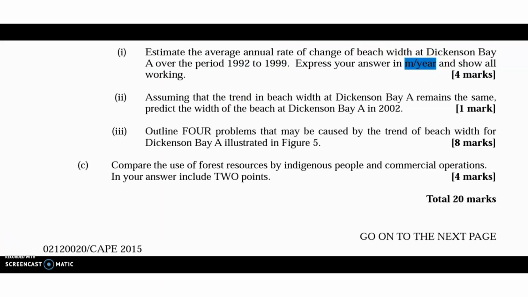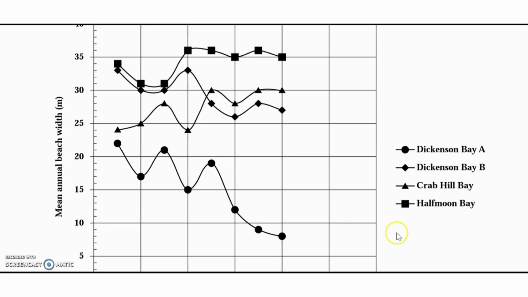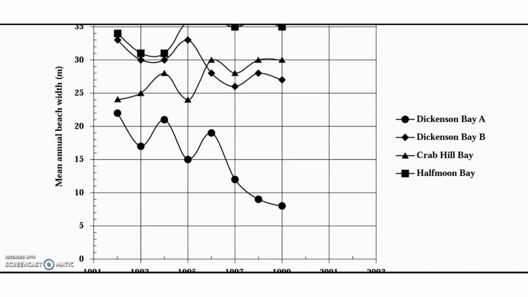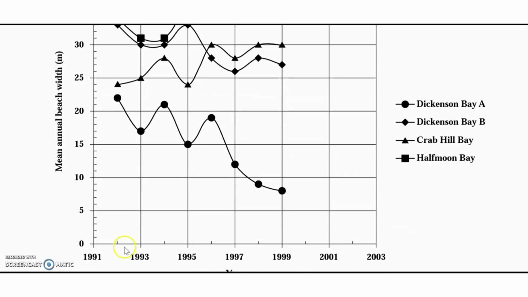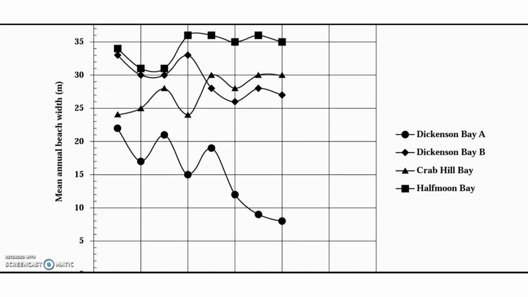So we are talking about the average annual rate of change of the beach width at Dickens Bay A. If you look carefully, we know the time frame is at the base. We have 1992, which is here, and if you see my cursor, go straight up, all the way down to 1999. This is Dickens Bay A, the round one in the key, so we're talking about this region here. In the year 1992, it was at 22 meters.